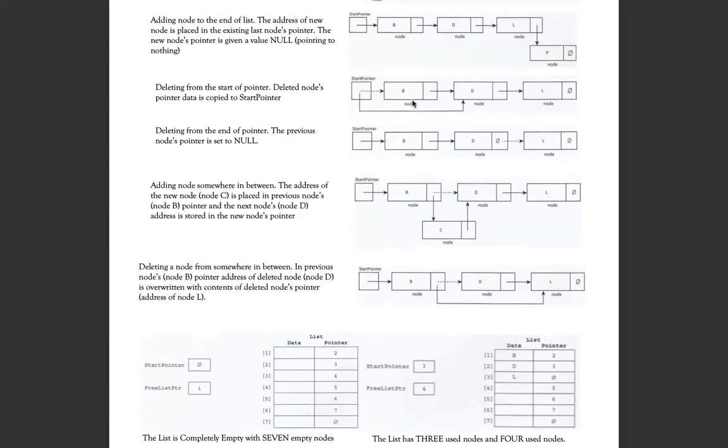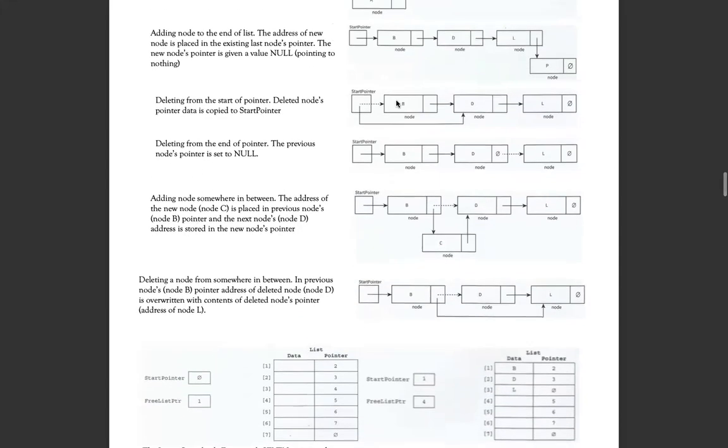We will look at how that's done in the algorithm, but for the time being, we should be clear that if I want to delete a node from the start, I'm removing this node altogether. It's very simple. What we do is copy the contents of this pointer to the start pointer. So the start pointer is now telling you that this node is the start. No longer is this node part of the list.